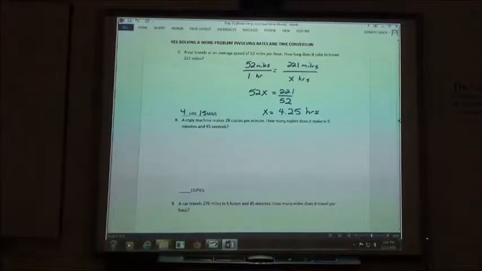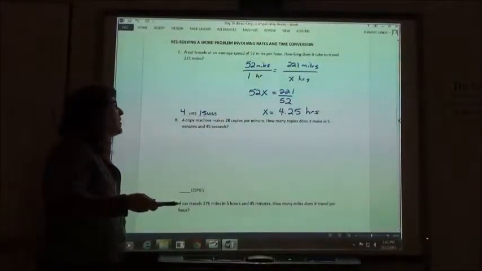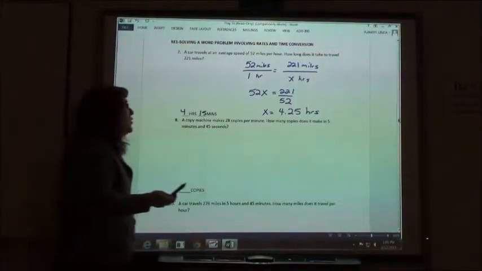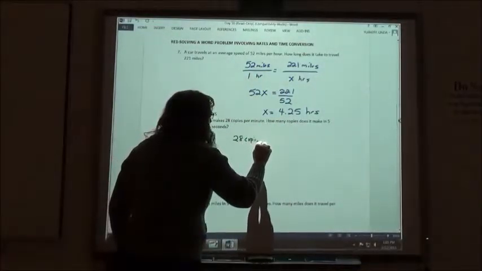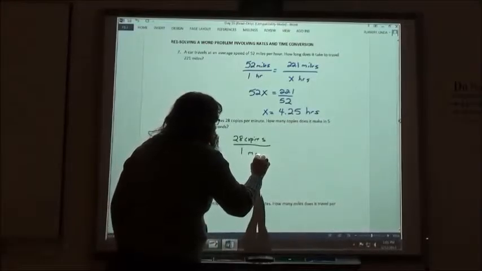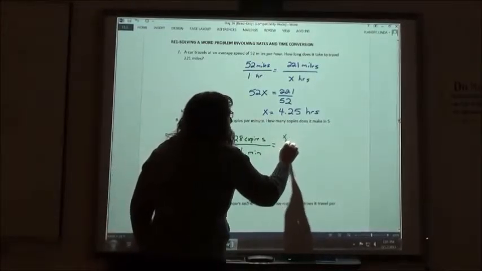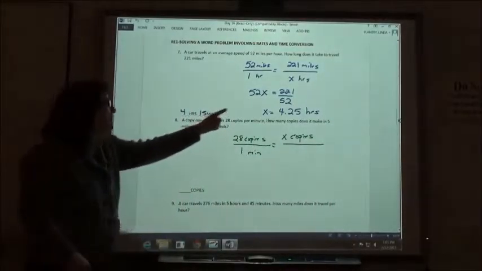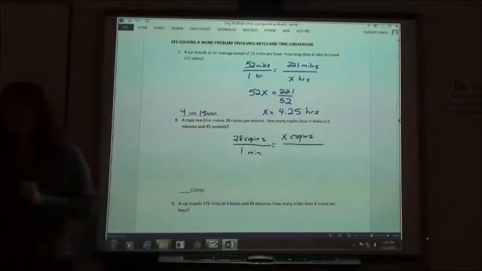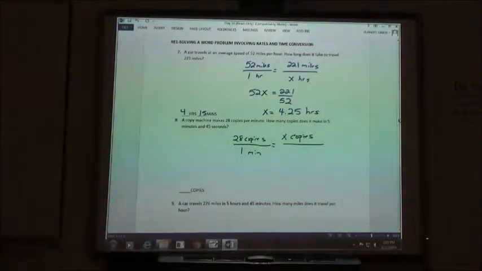A copy machine makes 28 copies per minute. How many copies does it make in 5 minutes and 45 seconds? So again, if I set up a proportion, 28 copies in 1 minute. We want to know how many copies, and here's the spot. I've got 5 minutes and 45 seconds, so I want to change that 45 seconds into a decimal. So I'm going to use 5.75.